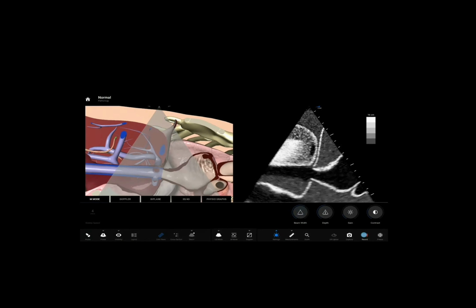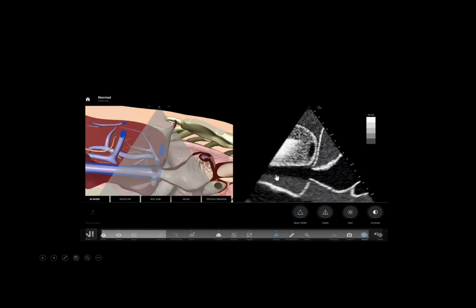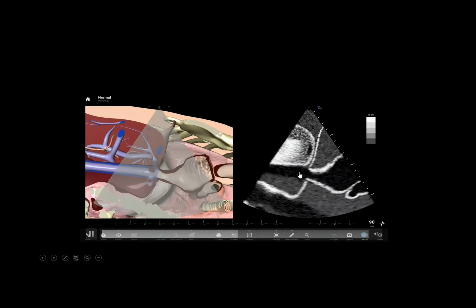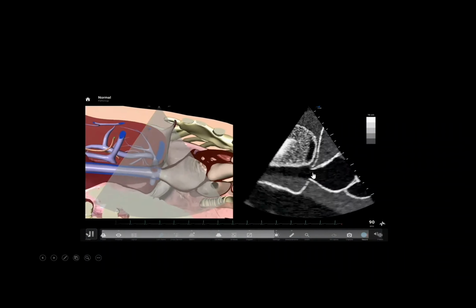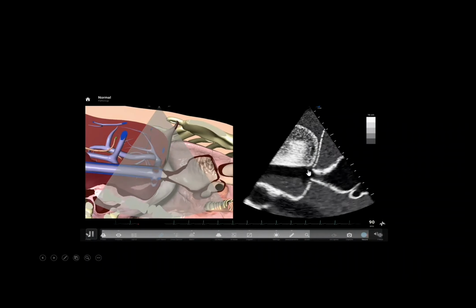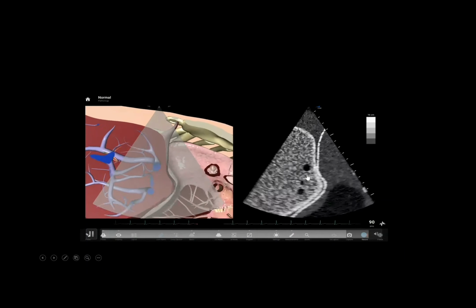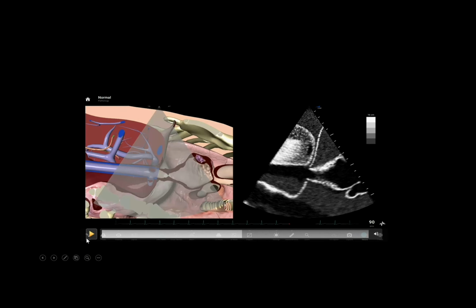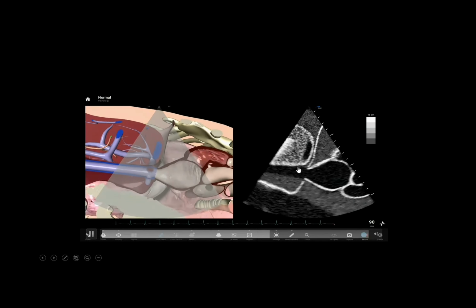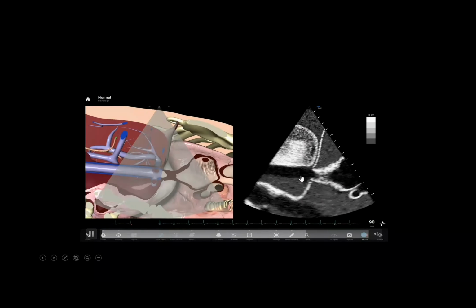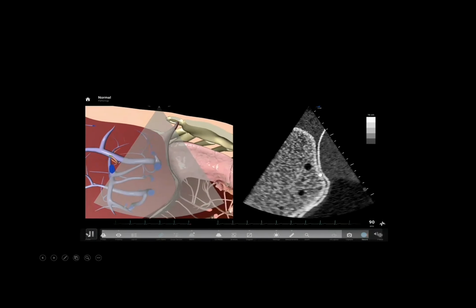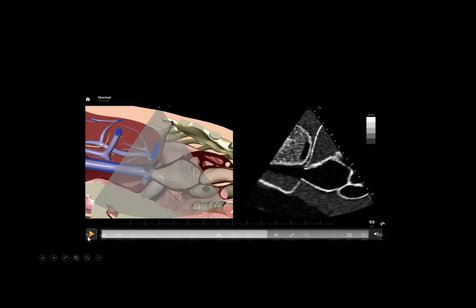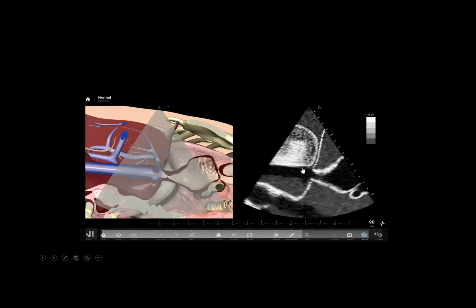IVC. You identify the IVC by a non-pulsatile structure going through the liver, emptying into the right atrium, and you see a hepatic vein draining into the IVC. The diameter of the IVC and collapsibility is measured just distal to the hepatic vein and not proximal, because if you measure proximally, you will be measuring the right atrium rather than the IVC diameter.